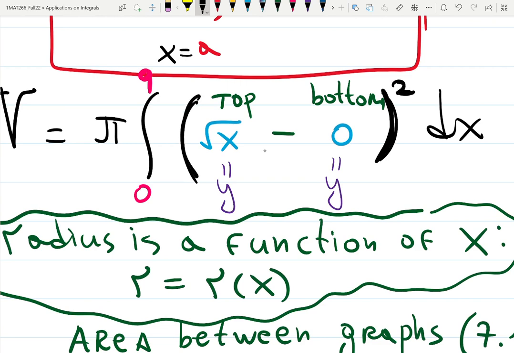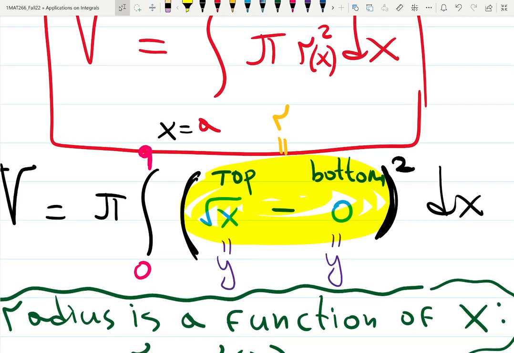Pi r squared. Exactly. This thing in yellow, only the thing in yellow, not the squared. That's the radius. So r equals that, and since we have the formula pi r squared, we're going to square this radius. So you see, the radius is the area between curves, area between graphs, and then we put it in the formula pi r squared. Make sense?